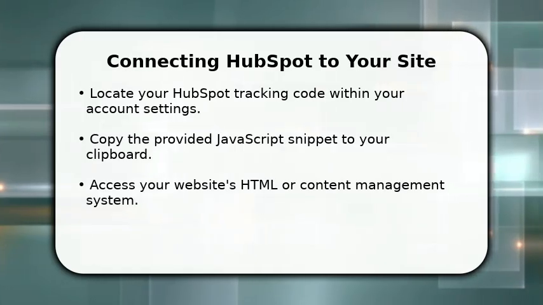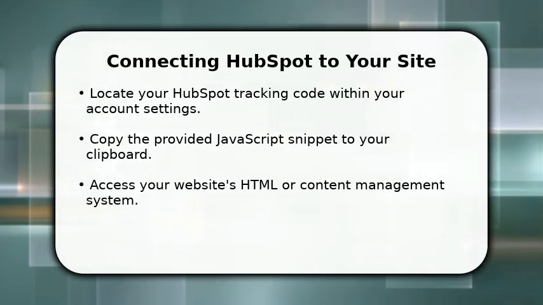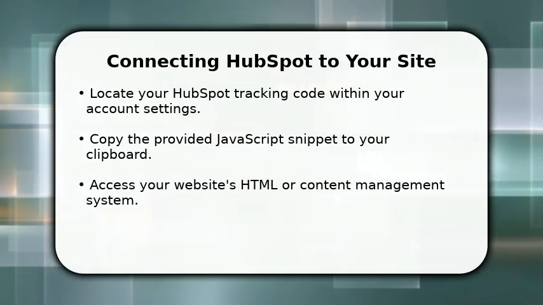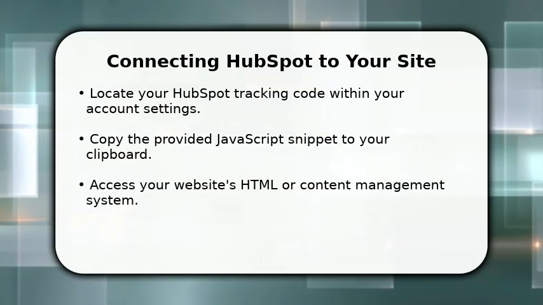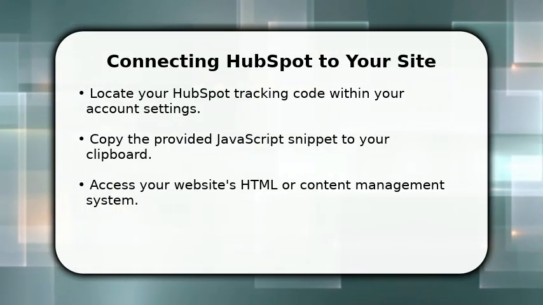In this video, I will explain how to connect HubSpot to your website. First, navigate to your HubSpot account settings and find the Tracking Code section. This is usually under Reports or Tracking and Analytics. Once you locate it, simply copy the entire JavaScript snippet.